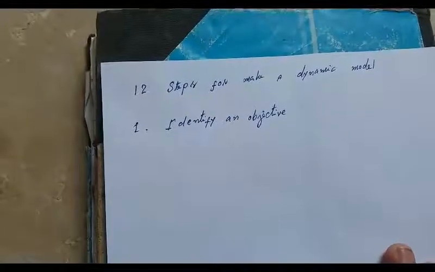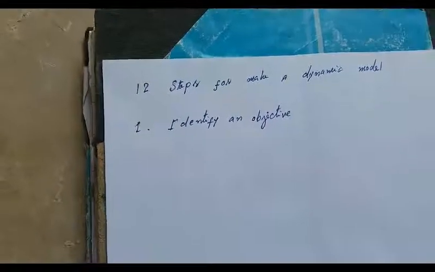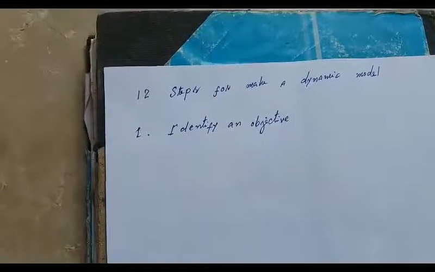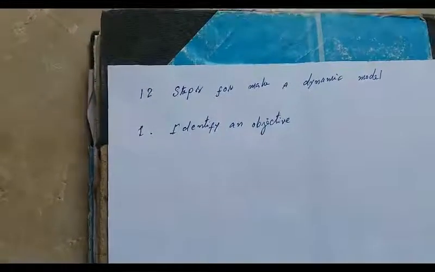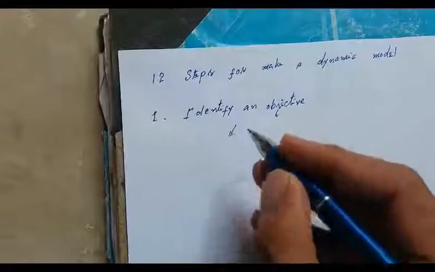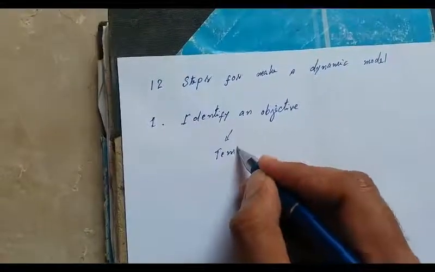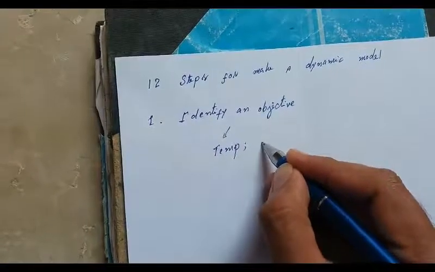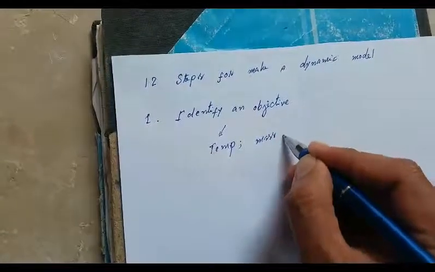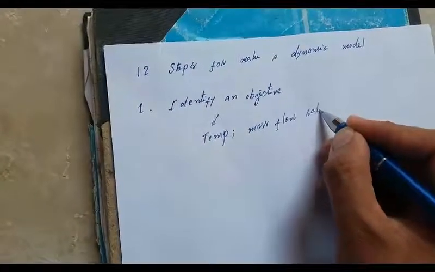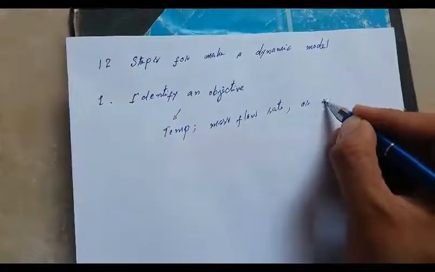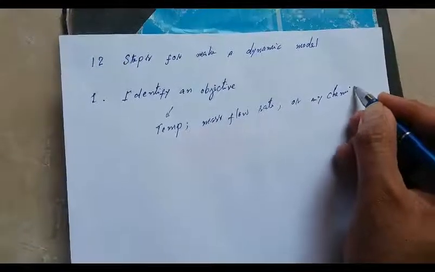For a mathematical model, we have some steps. In this session, I will share with you some steps of a mathematical model. So there are 12 steps to make a mathematical or dynamic model. The first step is to identify an objective. Identify objective means maybe you want to measure temperature, you want to control temperature or mass flow rate, or any chemical process.